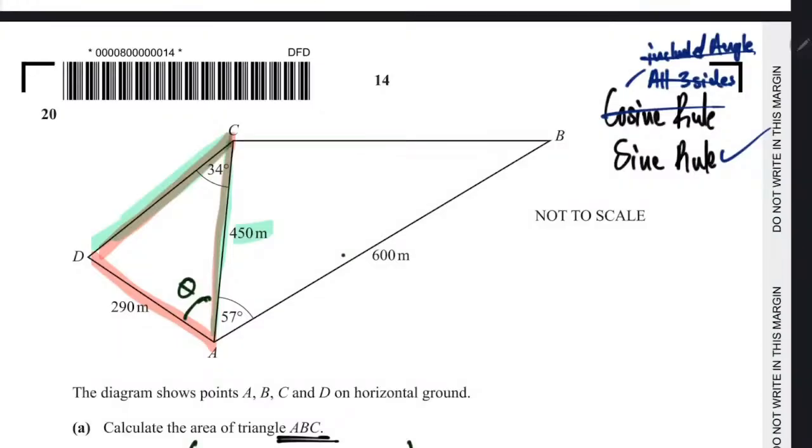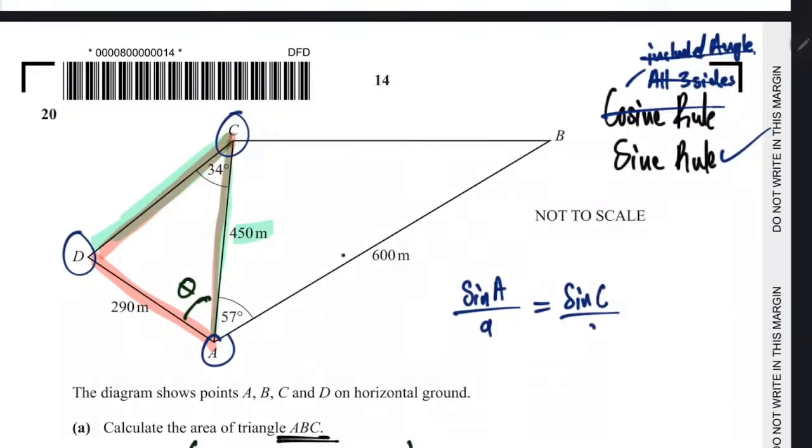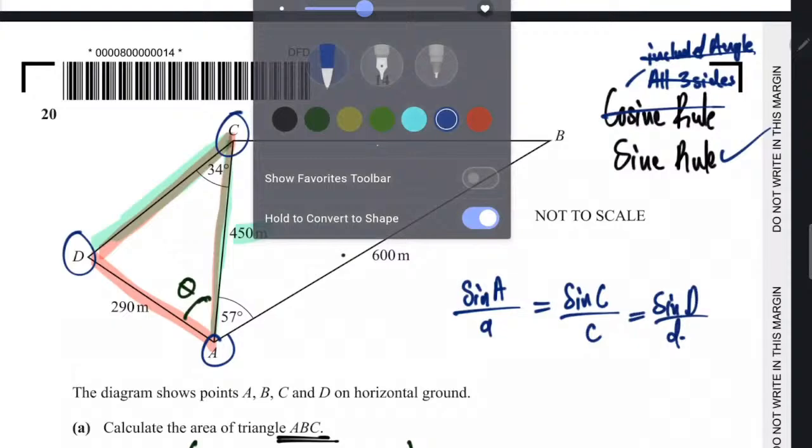Now you do with the pencil before you go. What letters do you have? You have A, you have C, and you have D. So you're going to say sine A over small a is equal to sine C over small c, which is equal to sine D over small d. Like this. Now, good. This is the sine rule.